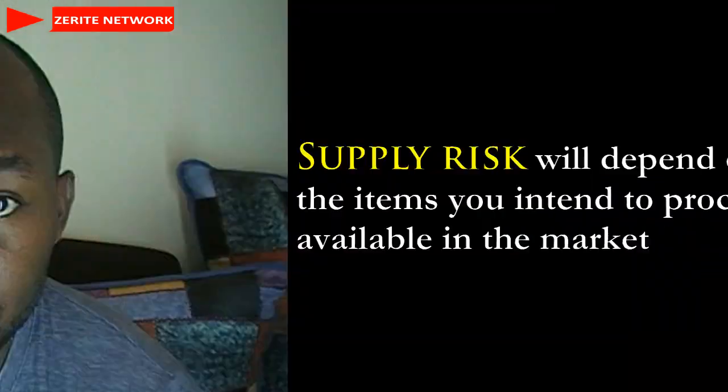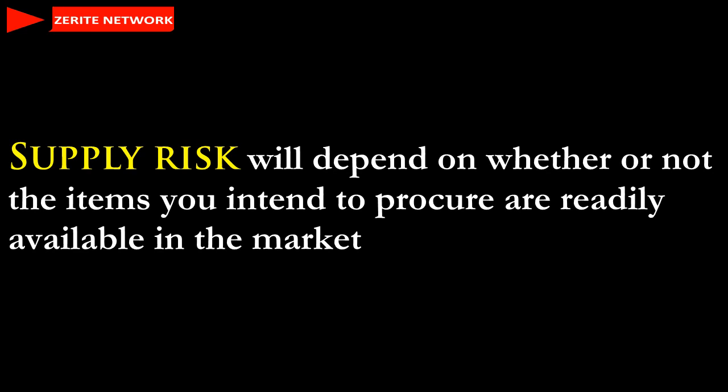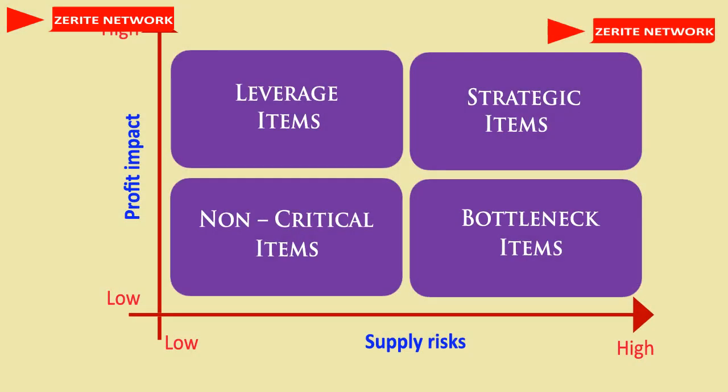Now, the second thing you want to look at, as far as step 1 is concerned, is supply risk. Supply risk will depend on whether or not the items you intend to procure are readily available in the market. By analyzing your purchases from those 2 points of view, you're going to end up with the following quadrant. You're going to have leverage items, non-critical items, strategic items, and bottleneck. So the idea is just to understand your purchases from those 4 categories. Now let's go over them one by one so that you can understand which strategy to use for whichever item you're about to purchase.